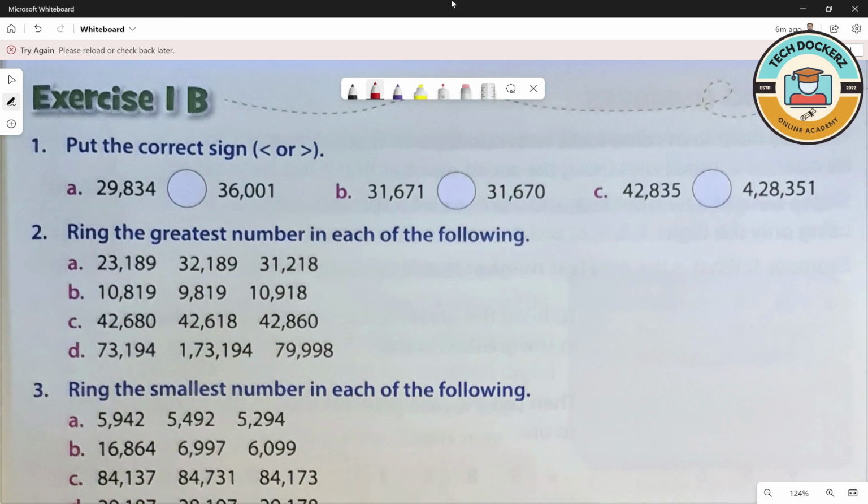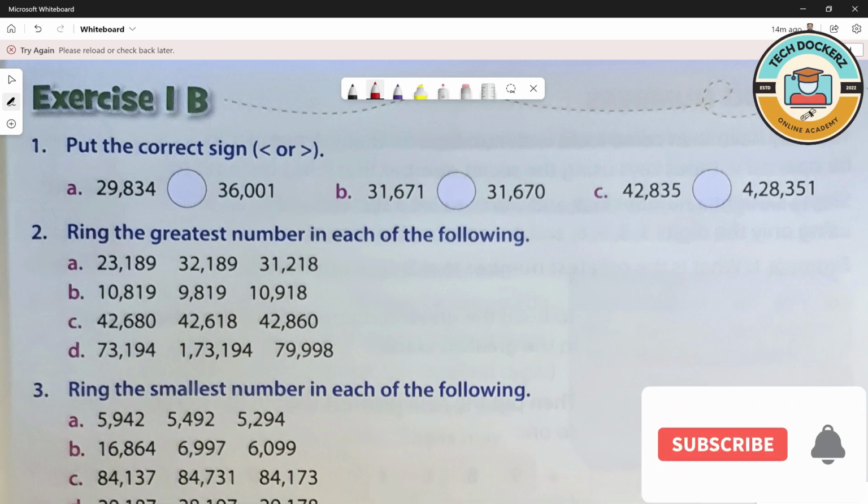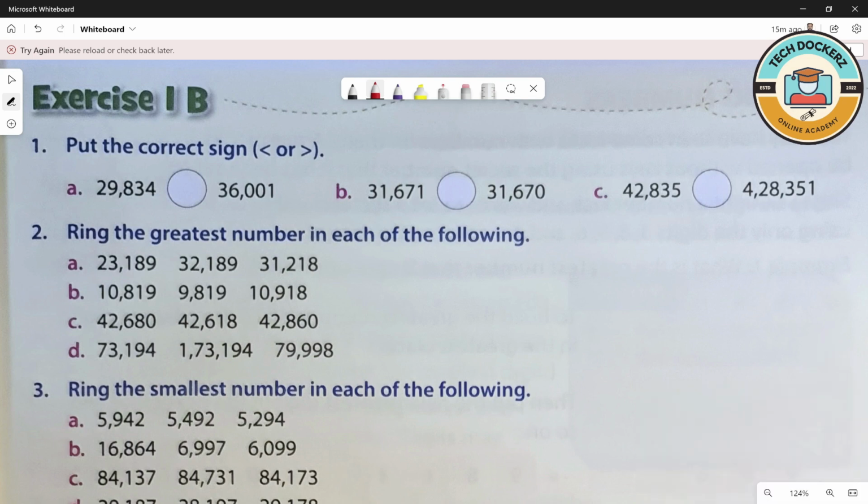Why did I read all the questions for you? I want to show you that questions in exercise number 1b, like comparing numbers and arranging numbers in ascending or descending order, are easily solvable using the place value chart. As we learned in previous videos, place value gives the value of the digit depending on its place in the number. So let's start with question number 1c.